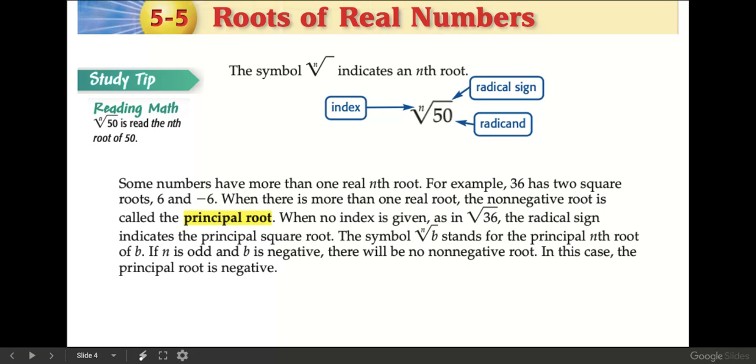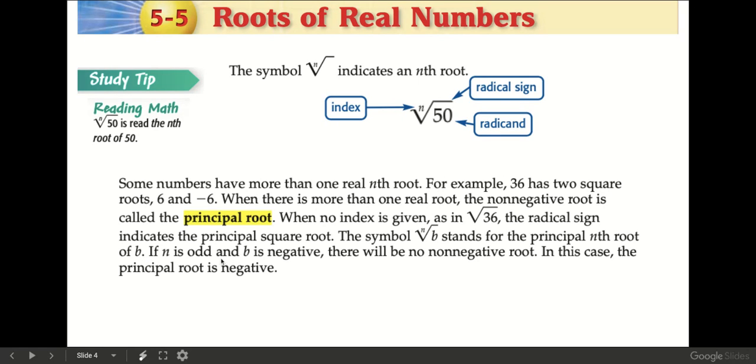For example, 36 has two square roots, positive 6 and negative 6, because both of those squared would give you positive 36. When there is more than one real root, the non-negative root is called the principal root. So when no index is given, as in this one right here, the radical sign indicates the principal square root, right? So this is actually the second root of 36 right here. So the symbol nth root of b stands for the principal nth root of b.